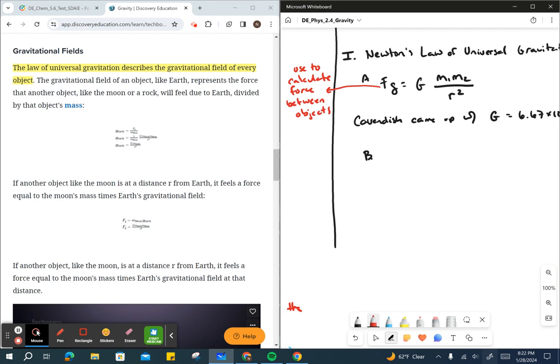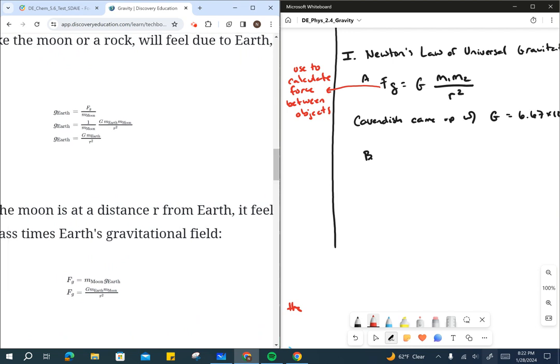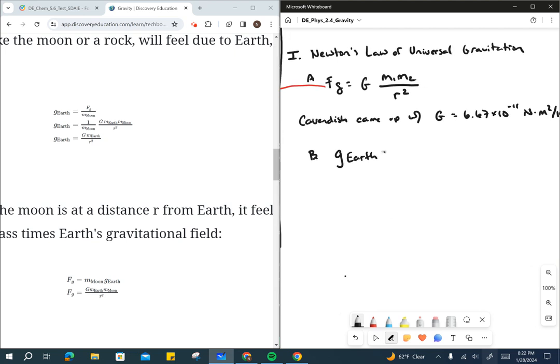The law of universal gravitation describes the gravitational field of every object. And so you can see here, if I expand on this, they give you a new way of looking at this. They say g of Earth, that's the gravitational field of Earth, is equal to the force of gravity between the objects, taking out, say, the mass of the moon. If you just want to know the gravitational field of Earth, now you can, if you remember some of your math tricks, pull out your bag of tricks there. We could pull out the 1 over the mass of the moon and multiply that times the force of gravity.